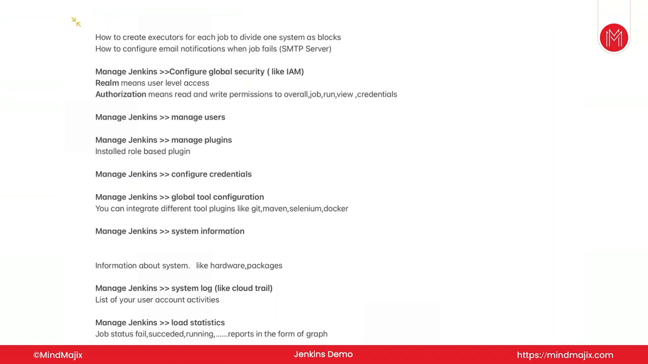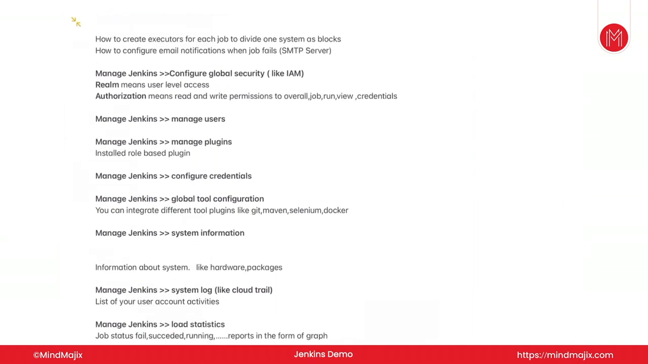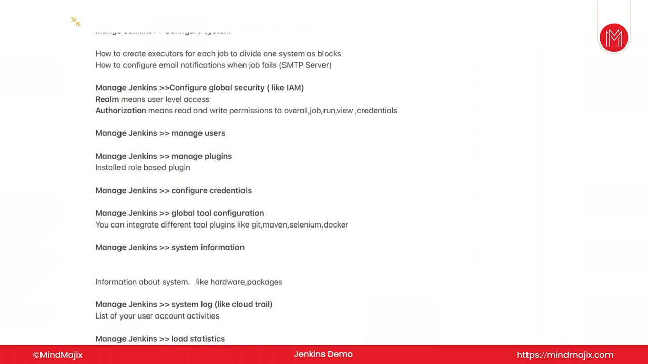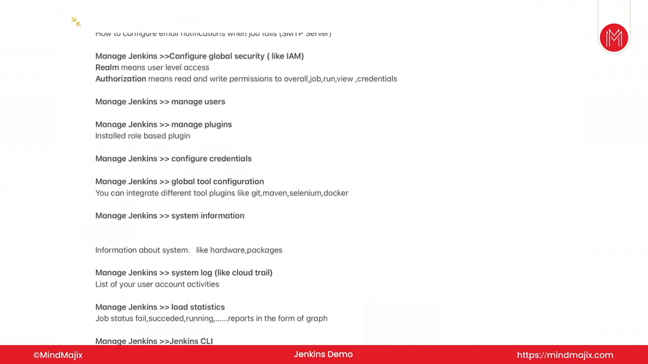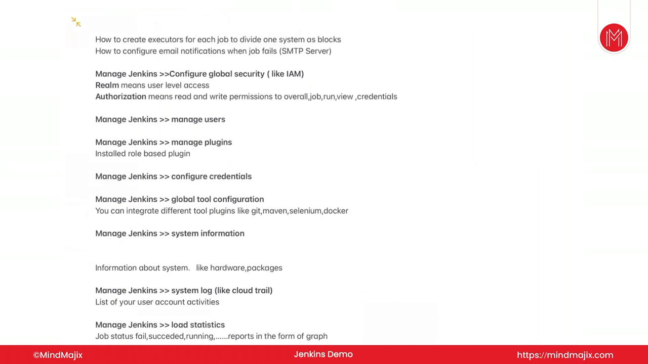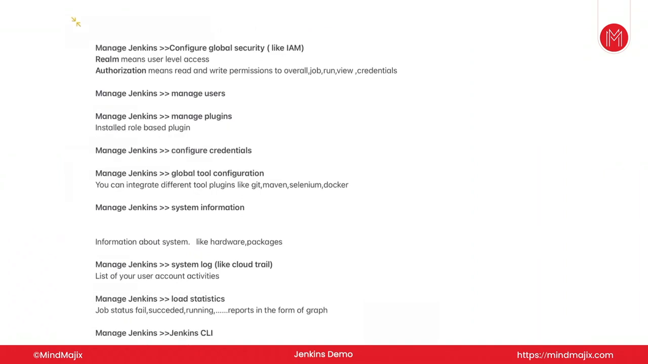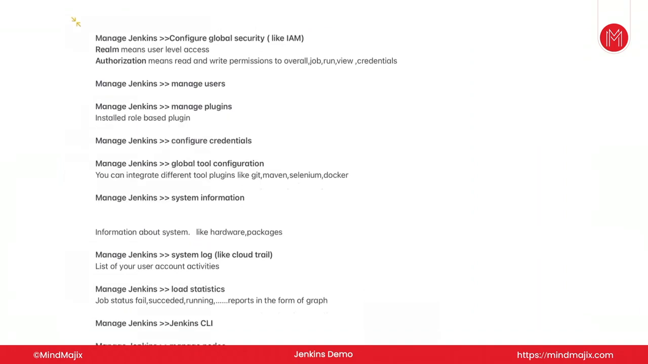Let's compare it to IAM policies in AWS. Read and write permissions to the overall job, run, view credentials, right? So these are all the things we use. Manage Jenkins, manage users. I told you, if you want to manage users, you should go to Manage Jenkins in the Jenkins UI, then go to the user section, and then you manage the user.